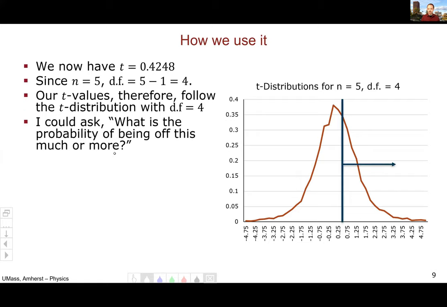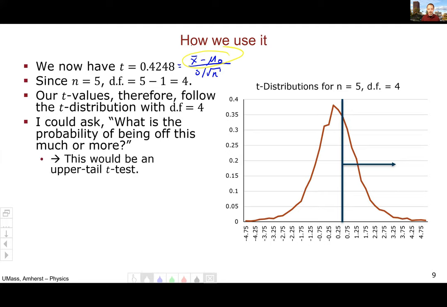I could then ask a couple of different questions. What's the probability of being off this amount or more? Remember, the t value is ultimately comparing my measurement to my theoretical value and scaling it by the standard deviation of the sample and the sample size. So t is kind of a measure of the difference between my measurement and this theoretical value I'm interested in. So I could ask, what's the probability of being off by this much or more?